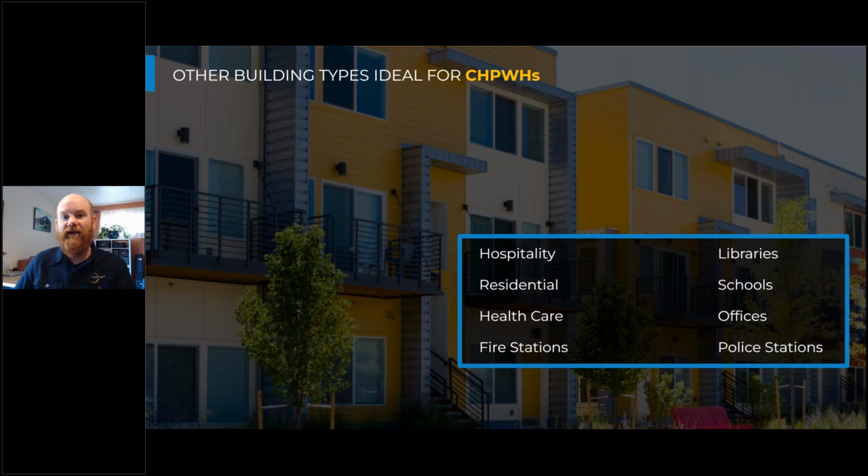Healthcare, we still have a lot of hot water usage as we're trying to keep people healthy or make them healthy again.